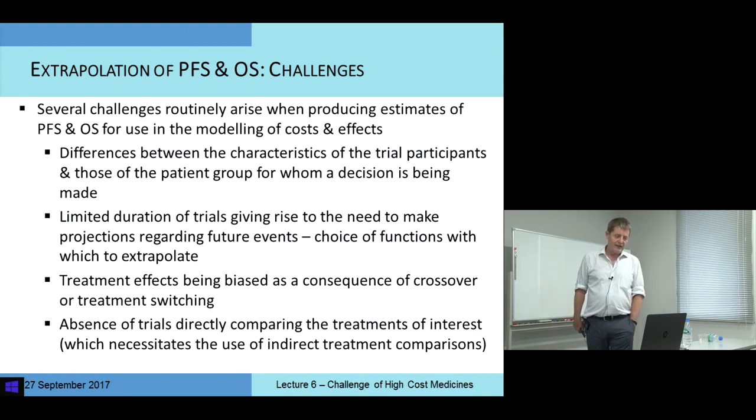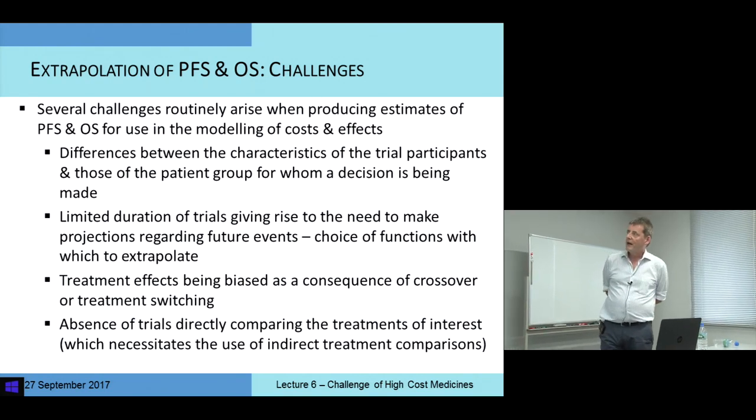Now, there's a lot of challenges in extrapolating progression-free survival, and these come up time and time again. The first one is this. Typically, particularly with new drugs, you may only have one trial. The trial that was done to get regulatory approval from the FDA or the EMA. The trial participants may be rather different from the patients you're about to give the drug to, if you approve it for routine practice. Your patients in routine practice may be a bit different from your patients in the trial.